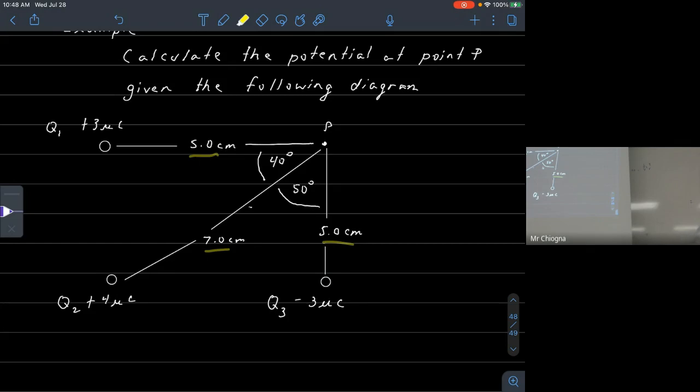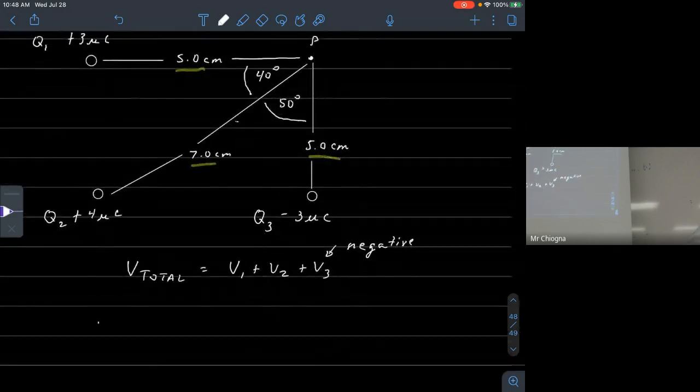So you're going to find in this question V total. That's what you're after. And V total is going to be equal to V1 plus V2 plus V3, taking into account that this is negative. You're going to insert the negative in there. It'll end up subtracting. Okay, so we need to calculate each of the electric potentials. This is kQ1 over R1. This is R1 here.